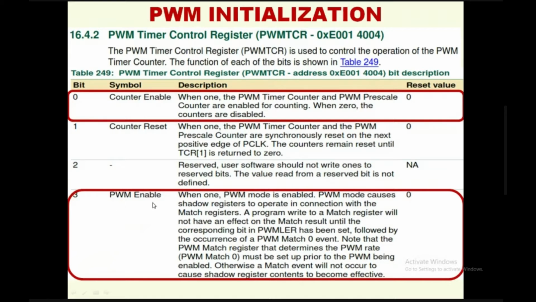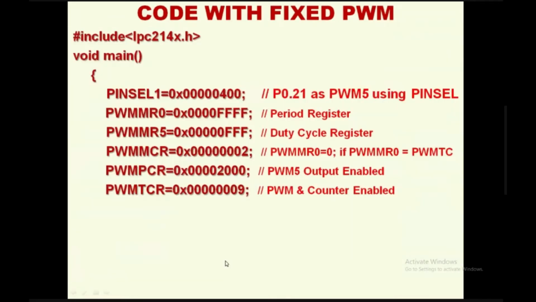But PWM is enabled and the counter has to be enabled. For that, the third bit has to be 1, the second bit has to be 0, and counter reset has to be 0. So 1001 is 9. The PWM timer control register value should be 9. So PWMTCR equals 0x00000009. Now it is enabled and everything is clear. Fantastic. So this is the configuration of PWM with respect to the LPC2148 microcontroller.